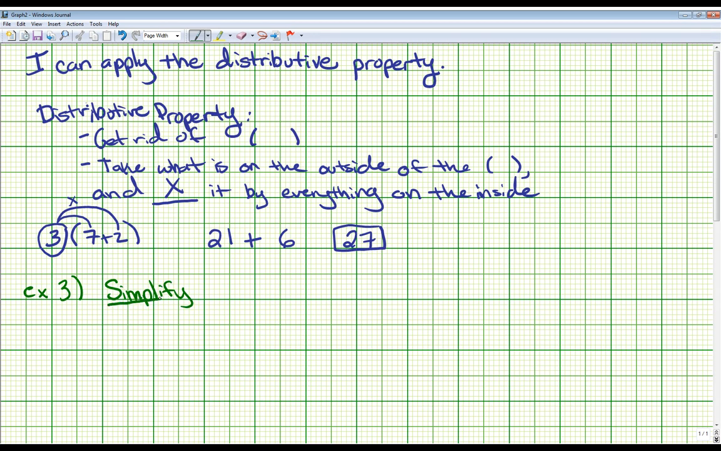Now, when we simplify, we're going to take an expression and get it as short as we can. Sometimes the shortest expression is an answer. Sometimes we can't get to a final answer because there might be variables involved.